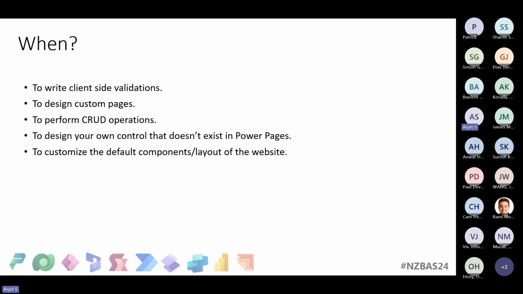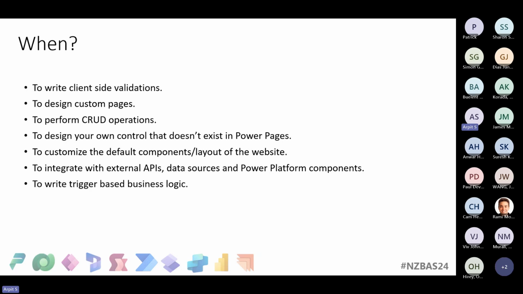So in that case, you need to customize your application to integrate with the external API data sources or the Power Platform components, or you need to trigger some trigger-based business logic, like on create of something you want to do something, on delete of something you want to do something. And you need to display the data on the website in real time. So these are the different business scenarios where you need to extend the Power Pages website.